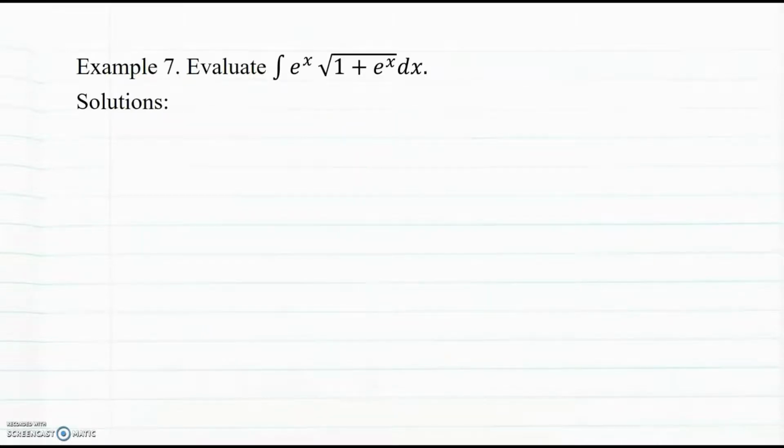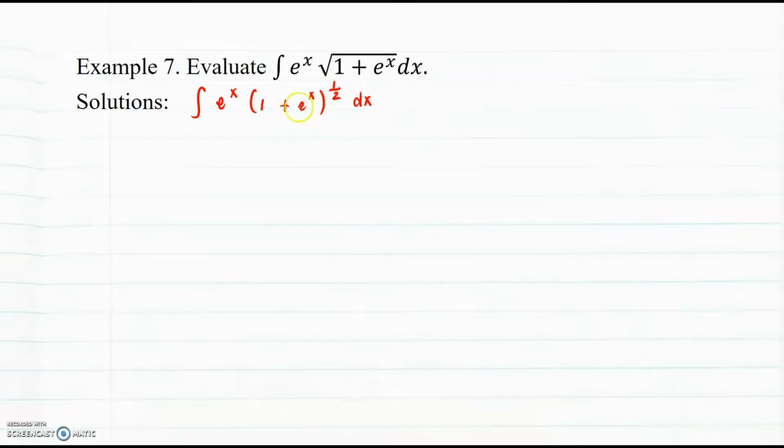Let's have example 7. Evaluate the indefinite integral of e raised to x times the square root of 1 plus e raised to x with respect to x. In this example, we need to rewrite the integrand using a rational exponent. So our integrand now will be the integral of e raised to x times the quantity 1 plus e raised to x, raised to 1/2, with respect to x.